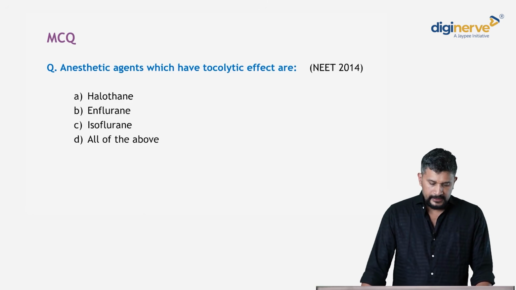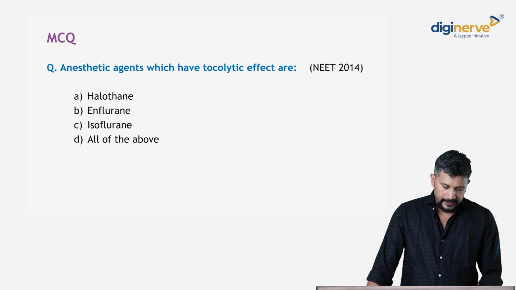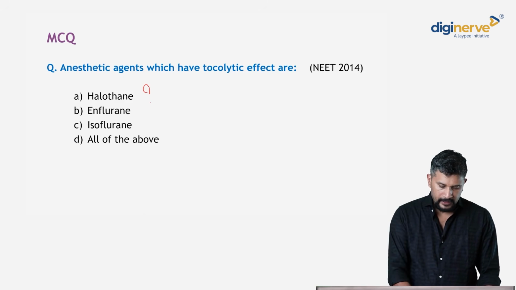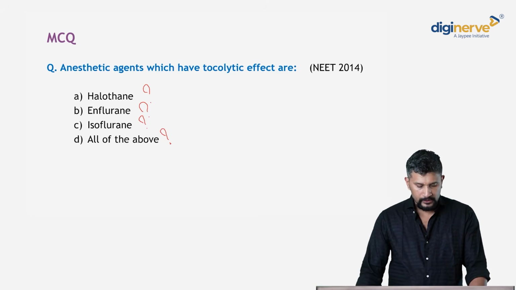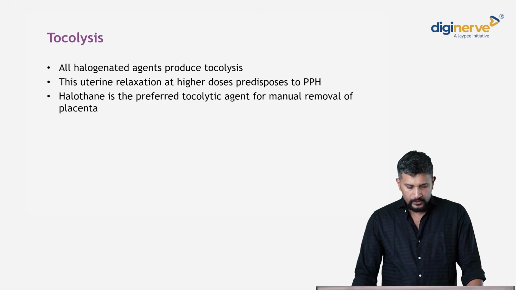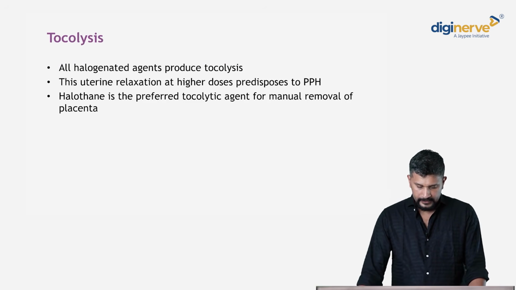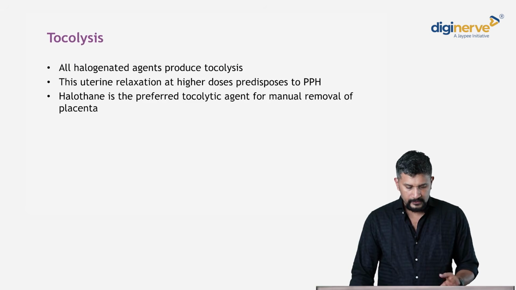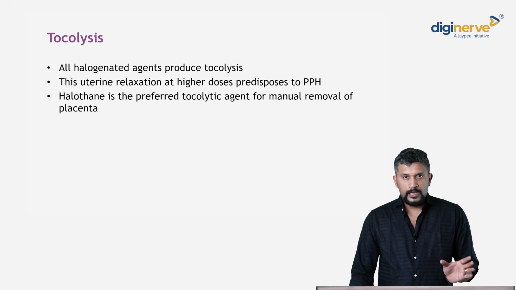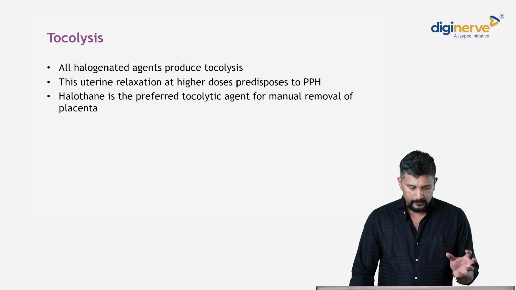Next question: the anesthetic agents which have a tocolytic effect are, is it A, halothane, is it B, enflurane, is it C, isoflurane, or is it D, all of the above? So what do you mean by tocolysis? Tocolysis refers to the uterine relaxant property, toco and lysis. So you're going to have a uterine relaxant property.